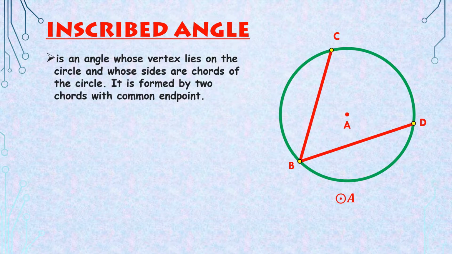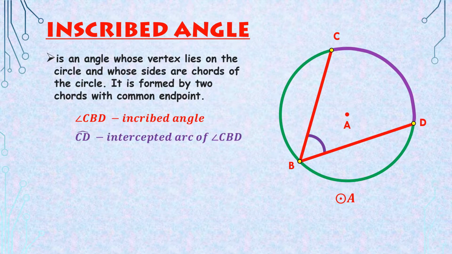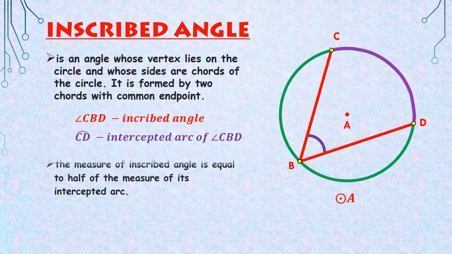So notice that chord BC and chord BD form an angle. This is an example of an inscribed angle. So in our figure, angle CBD is an example of an inscribed angle. And since we have an inscribed angle, we also have an intercepted arc, the arc inside the inscribed angle. On our figure, arc CD is the intercepted arc of angle CBD.